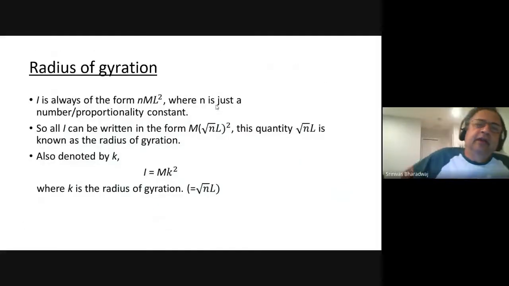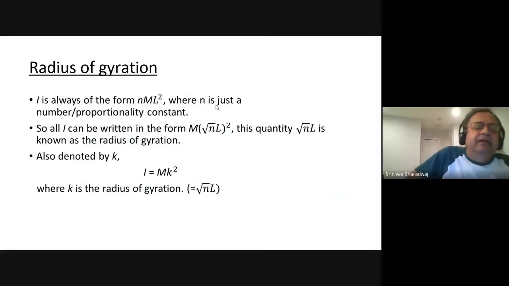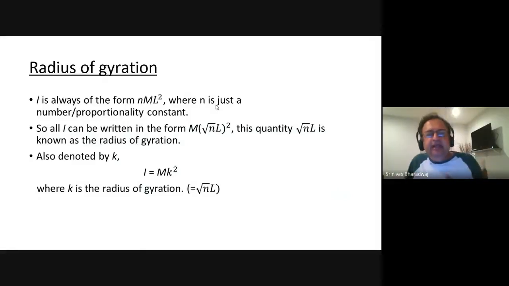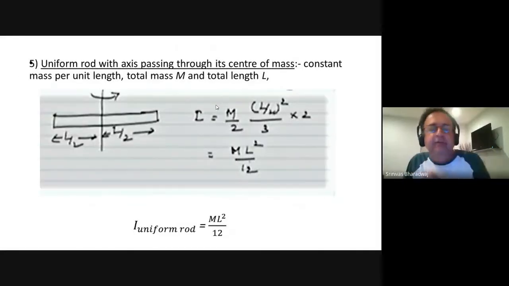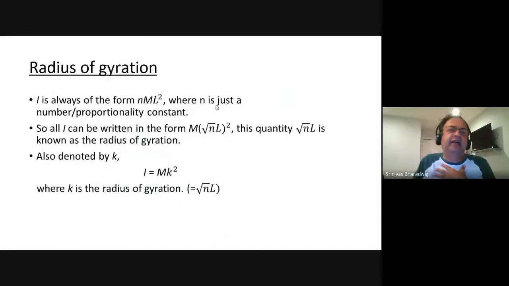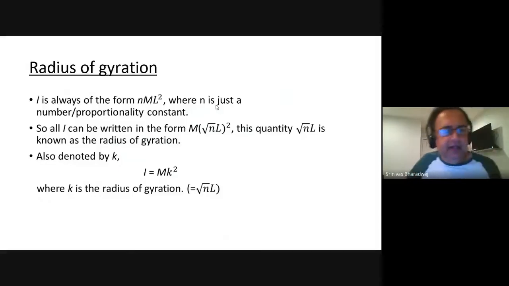We will quickly visit now a term we introduced called the radius of gyration. The radius of gyration is essentially, if I say I is equal to mk square, right? We end up with all these fractions: mr square by 2, ml square by 12. The radius of gyration tells you I is always of the form n times ml square. So if I write n times L square as k square, then the corresponding k is said to be the radius of gyration.